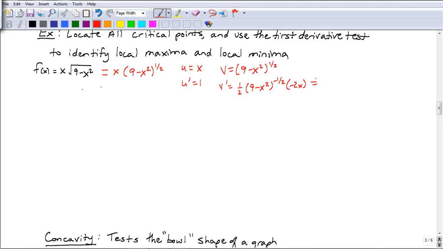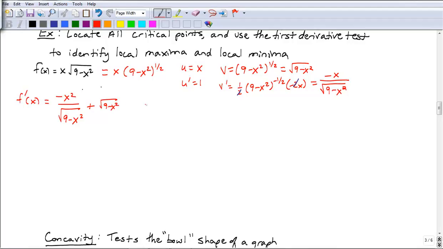If I write that out and cancel the 2's, this will make it easier for me to simplify in a sec. The negative x is on top, and that negative 1/2 means it's a square root on the bottom. So the derivative of this is u v prime, that's negative x squared over the square root of 9 minus x squared, plus v u prime. Remember, 9 minus x squared to the 1/2 is just the square root of 9 minus x squared.